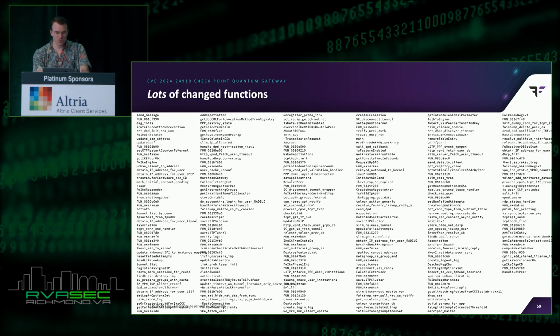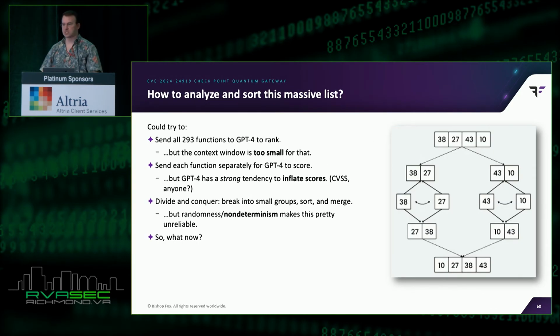And so we start to deal with some restrictions in the context window size, and we could address that in a couple ways. I mentioned before, we could try to just send all 300 functions into the same prompt, but that's not going to work. It's way too small. We could send each function separately to GPT-4 and say, score this one from 1 to 100 according to how likely it is to be related to the vulnerability, and then compare them all. But the problem with that is two things.